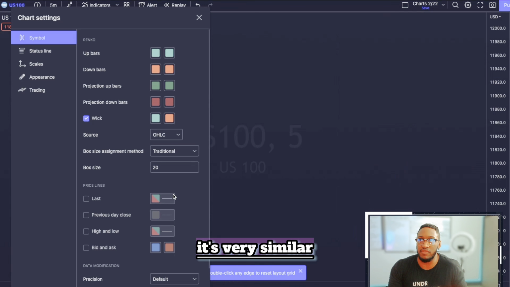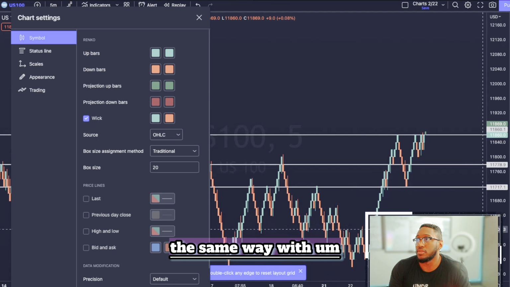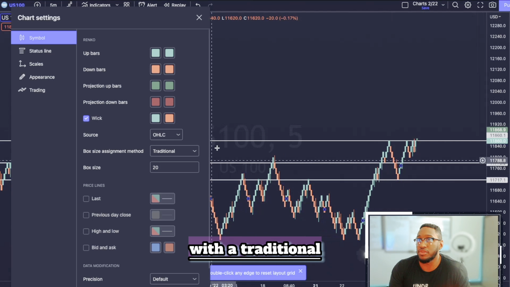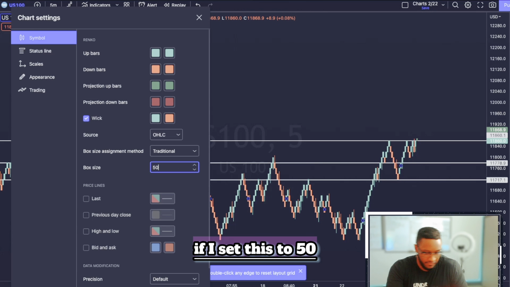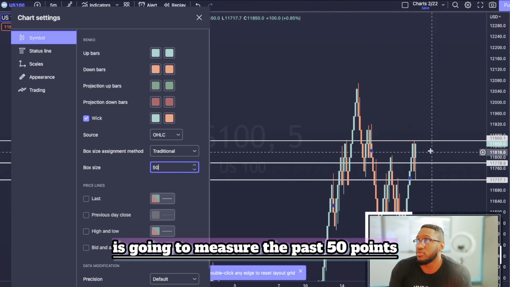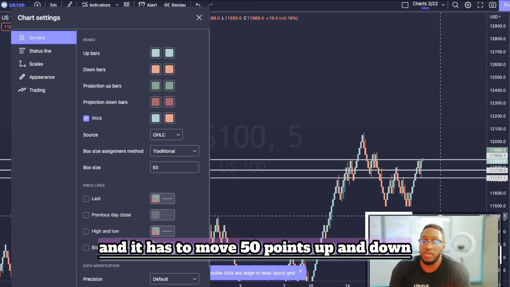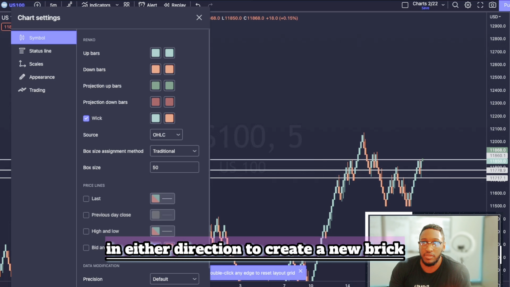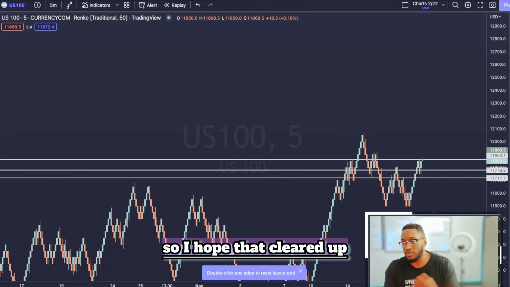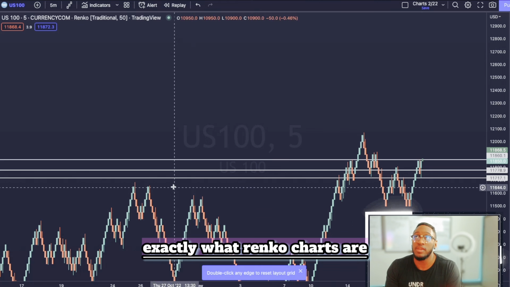And it's very similar with Traditional. Traditional, if I set this to 50, is going to measure the past 50 points, smooth out these Renko bars, and it has to move 50 points up and down in either direction to create a new brick. So I hope that cleared up exactly what Renko charts are.